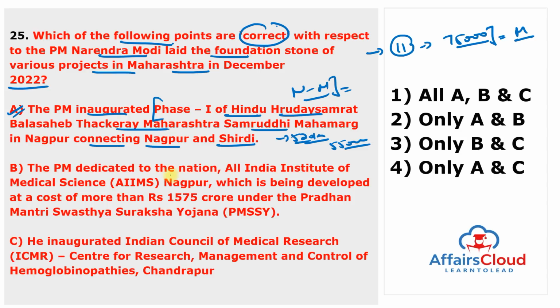The Prime Minister also dedicated to the nation the All India Institute of Medical Sciences, AIIMS Nagpur, which is being developed at a cost of more than 1,575 crore under the Prime Minister's Swasthya Suraksha Yojana. And total land is 150 hectare. It means the campus land is 150 acre and total project cost is almost 1600 crore. This is again a true statement.